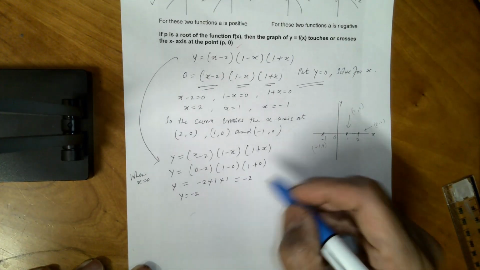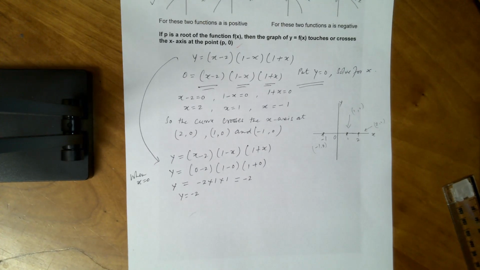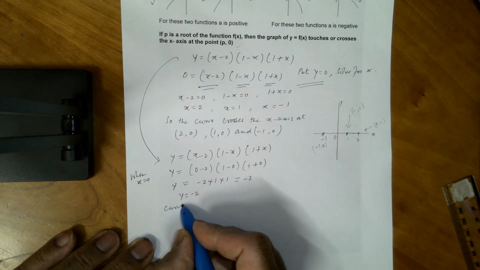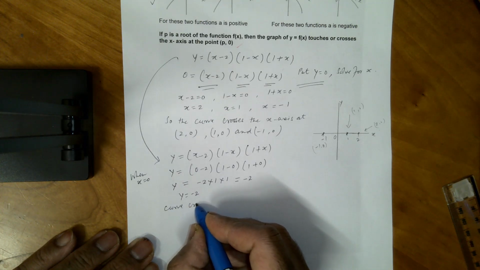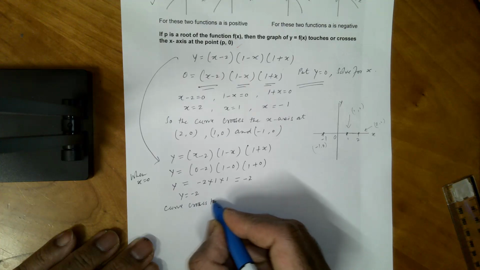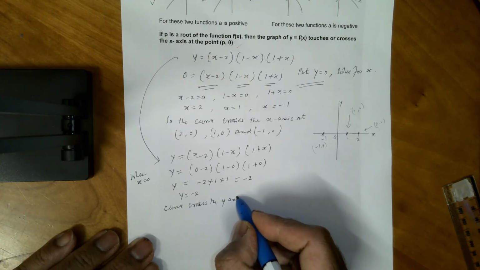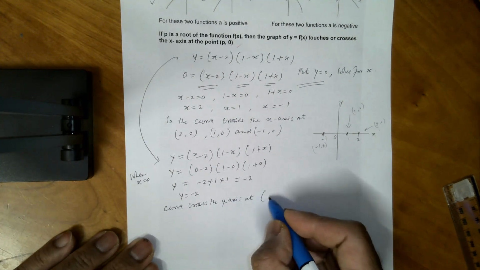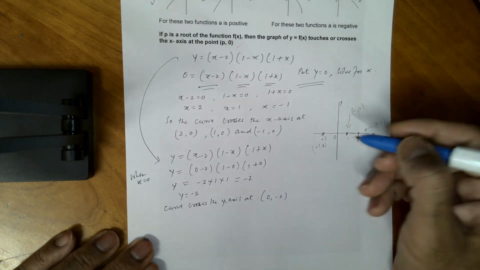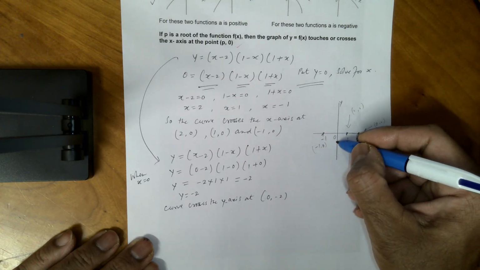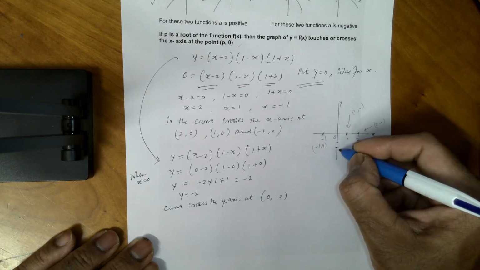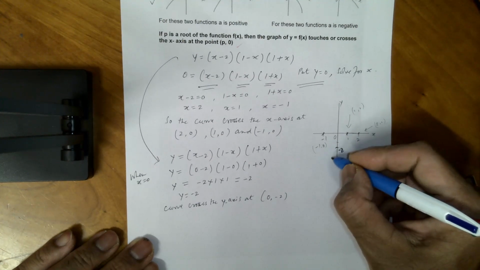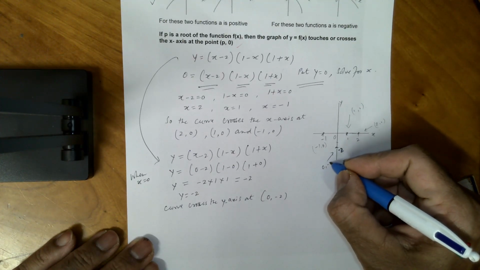So what do you got now? The curve crosses the y-axis at 0 and -2. Okay, so your 0 and -2 would be, let's say, the 1, and let's say it's 2. So that's your -2. So that coordinate is your 0 and -2.